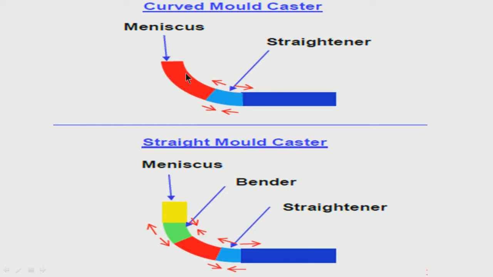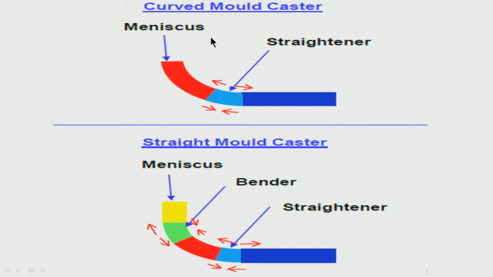But here certain areas of the solid shell near the inner radius, this is the inner radius, there is a possibility of getting more inclusions near the inner radius. Now, from the quality point of view, vertical mold is better, this curved mold is not good, is undesirable.